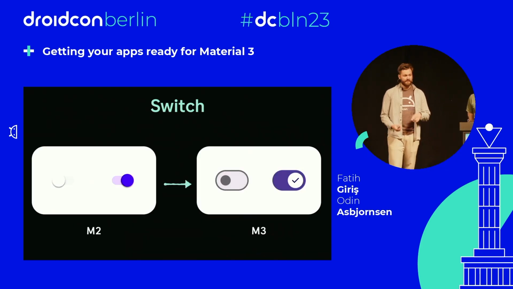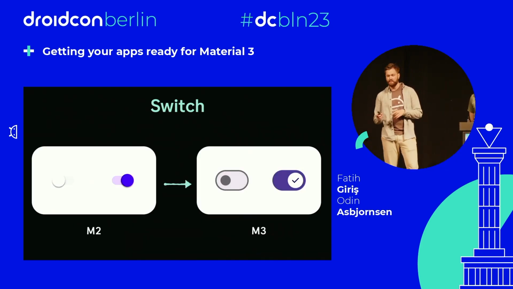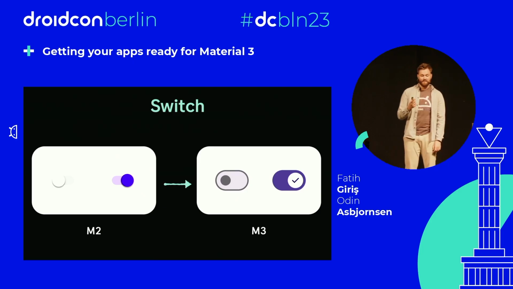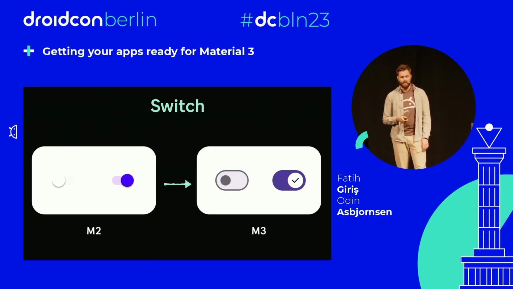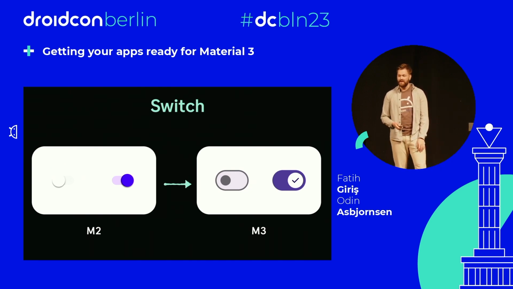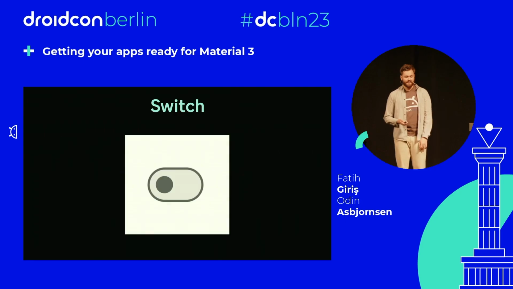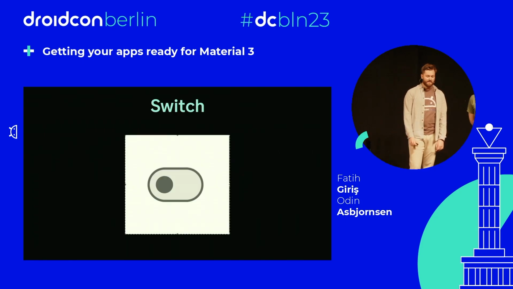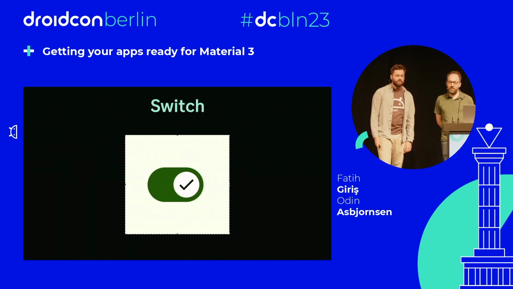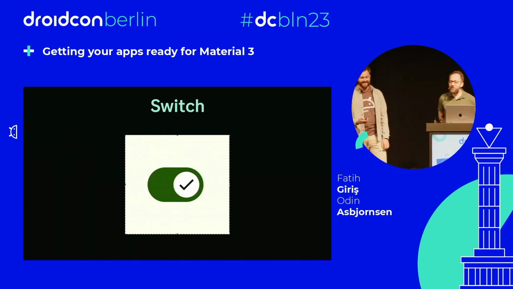Here is a comparison of how it looked in Material 2 versus Material 3, and I must say, especially in the off state of Material 2, it's a bit hard to spot, in my opinion at least. But in Material 3, it's way easier to spot. I think this looks really cool. It looks a bit more iOS-y, but yeah. Here's a small video of how you can set up the animation. It's really cool.